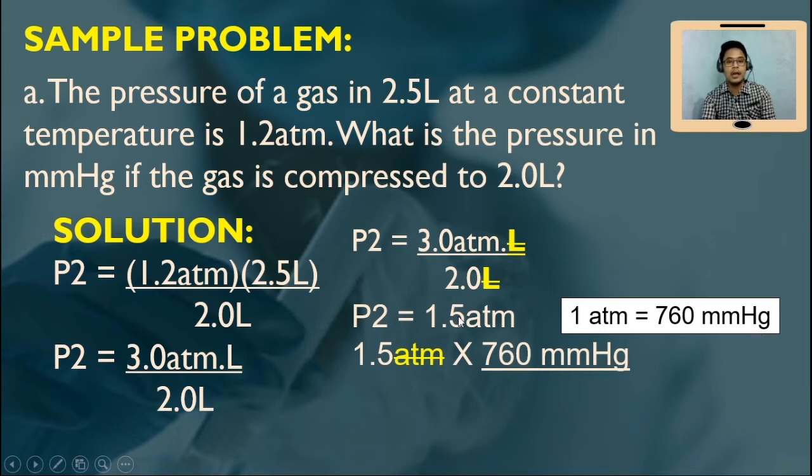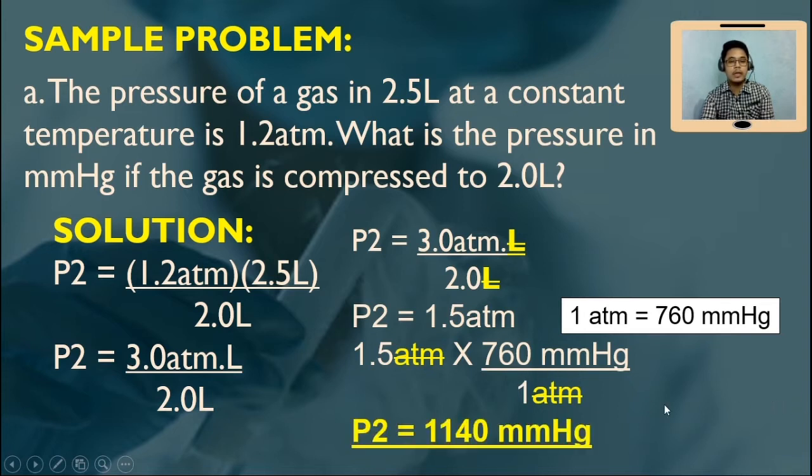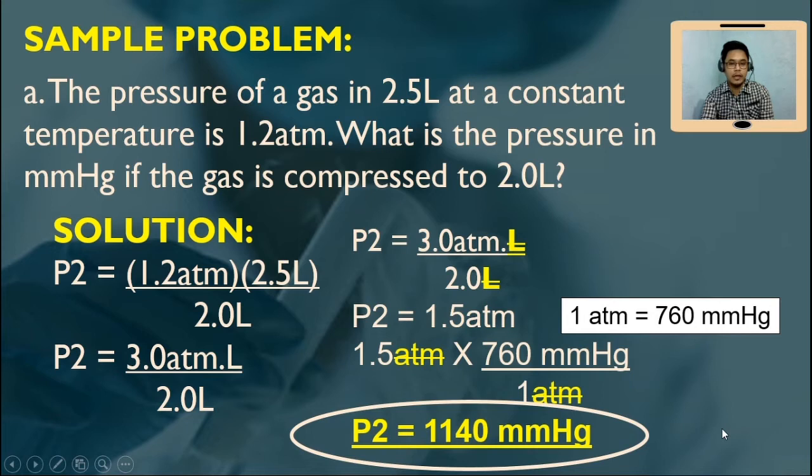Okay, so this time, copy lang natin yung 1.5 atmosphere. Ito siya. And then multiplied by 760 millimeter mercury and then nasa denominator yung 1 atmosphere para makancel natin yung unit ng atmosphere. Next is perform the indicated operation. 1.5 multiplied by 760 divided by 1. So it will give you the answer for the final pressure which is 1,140 millimeter of mercury. So this is your final answer.